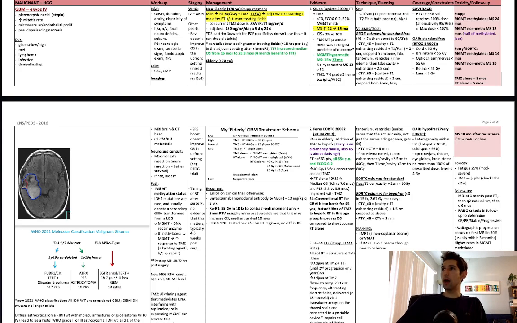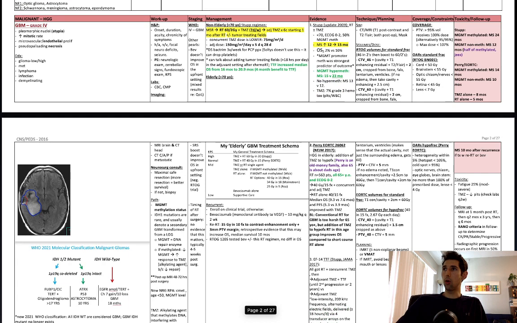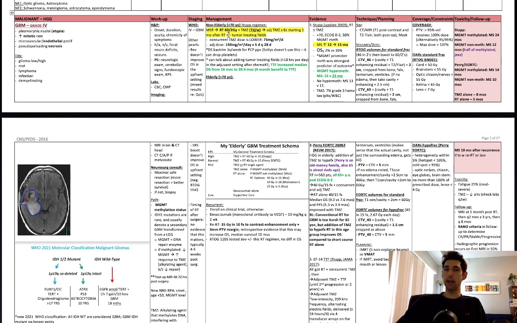For patients who are not elderly, so less than 70 years old, the goal is the STUPP regimen. This consists of maximum safe resection followed by radiation 60 gray, 2 gray per fraction with TMZ 7 days a week, followed by adjuvant temozolomide times 6 cycles starting 1 month after radiation, plus or minus tumor treating fields.